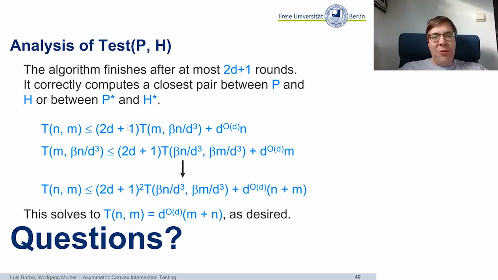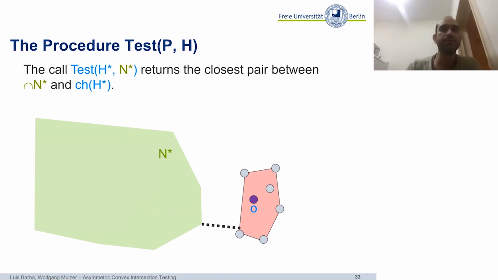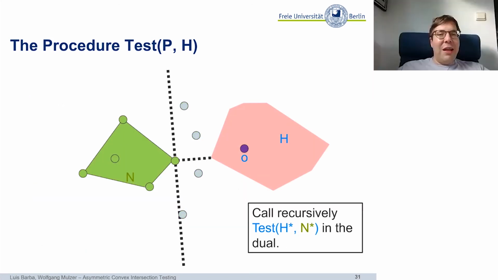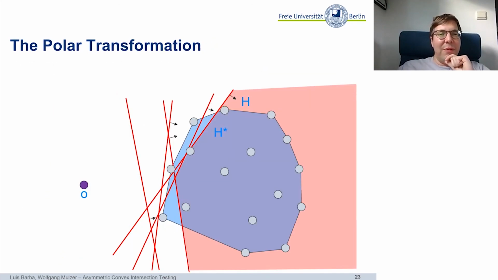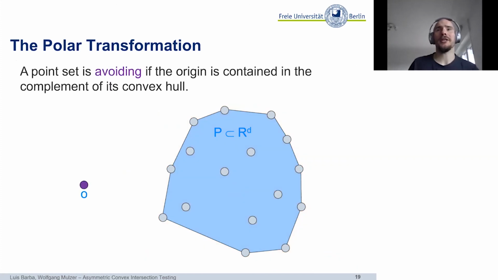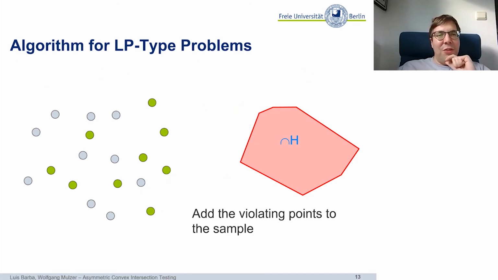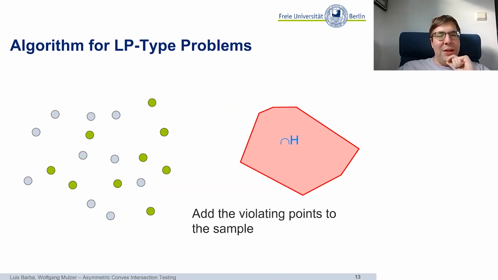Can you remind us the process again, please? Okay, this is already true for the LP-type setting. Maybe it's intuitive from the picture. In this picture here, I have the convex hull of the points to the left, and I have the intersection of the half spaces to the right.